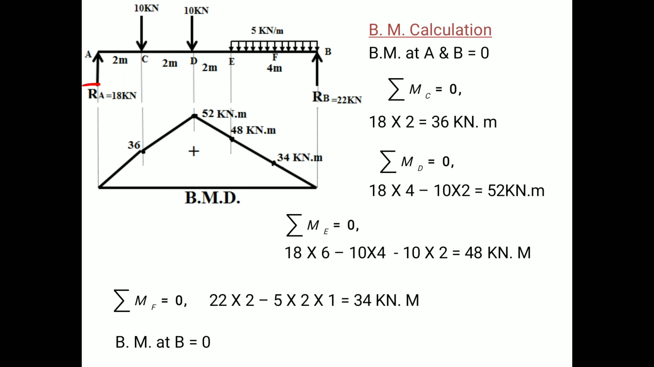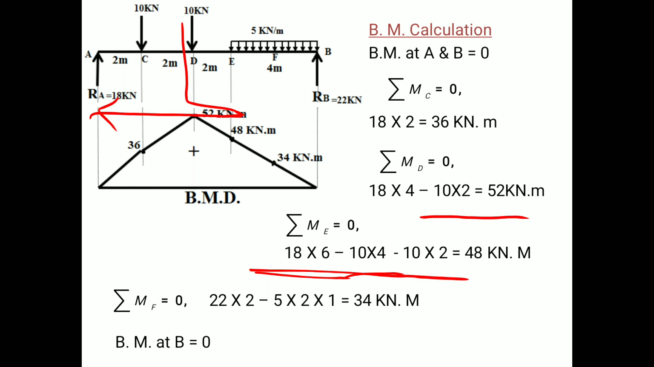Again this Ra will produce the sagging effect, therefore it will be positive. Therefore Ra, that is 18, into perpendicular distance, which is 4, and this 10 kilonewton will produce the hogging effect. Therefore we have a minus sign, minus 10 into 2, therefore we have 52 kilonewton meter. So moment at D is the algebraic sum of all the moments on any one side of that particular section. Now we have moment at E. Moment at E will be calculated by Ra into perpendicular distance 6, minus 10 into 4 because it will produce the hogging bending moment, and minus 10 into 2, so the summation will be 48 kilonewton meter.